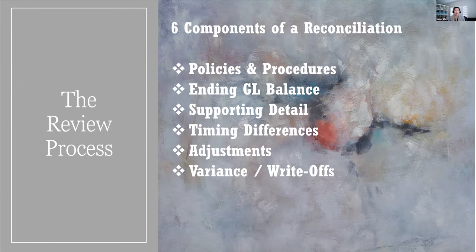Four and five, we have our timing differences and adjustments, which are amounts to bridge the gap between the general ledger balance and the supporting detail. The thing to remember here is that they are meant to be temporary in nature. And number six, whatever is left over from steps one through five becomes your unexplained variance. And if that variance decides to hang on for long enough, 30 to 90 days, it should be turned into a write-off to be removed from the balance sheet to keep it healthy and transparent and validated.